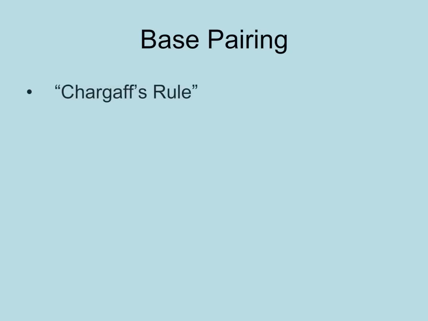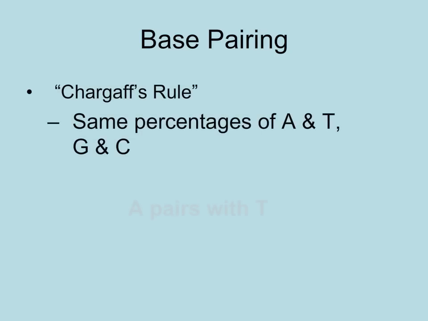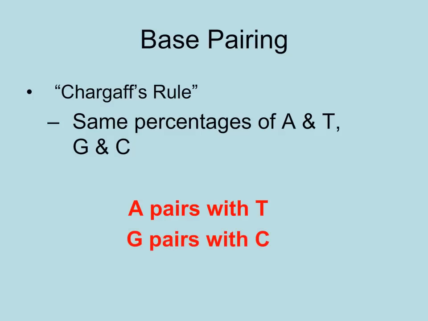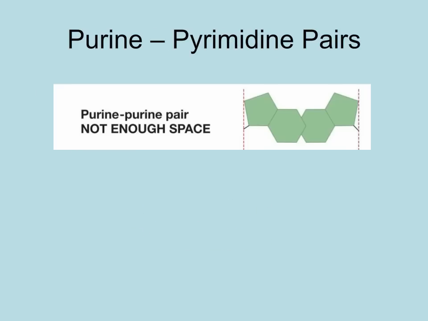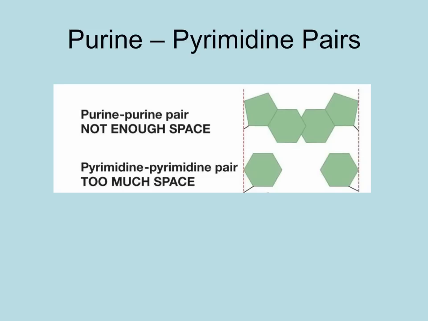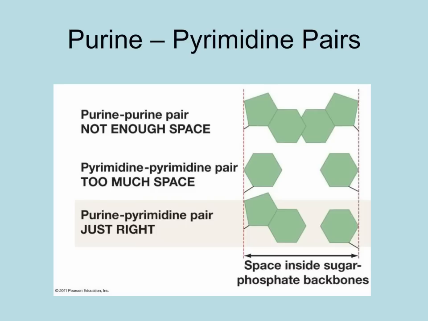These bases can pair with each other, but only in very specific combinations according to Chargaff's rule. Chargaff discovered that DNA contained the same amount of adenine as thymine and the same amount of guanine as cytosine. He concluded that adenine paired with thymine and guanine paired with cytosine. This is due to a few reasons. The first is spacing. A purine-purine pair would be too wide and couldn't bind due to the overlap. 2 pyrimidines would not come close enough to each other to form bonds. But a purine-pyrimidine pair is just right to form bonds.